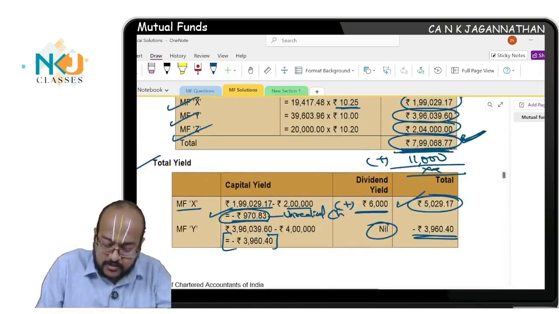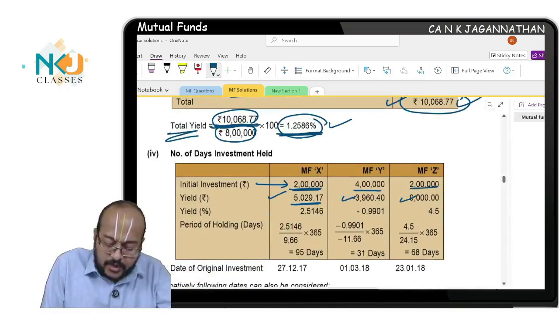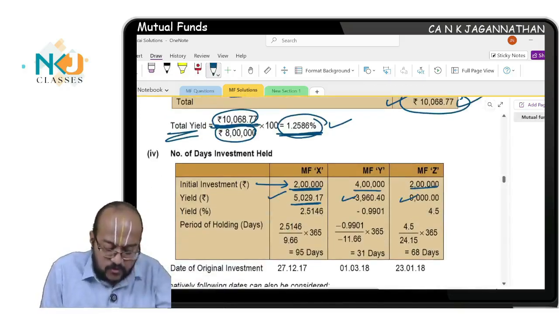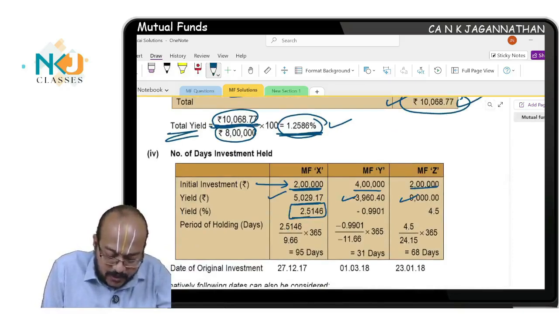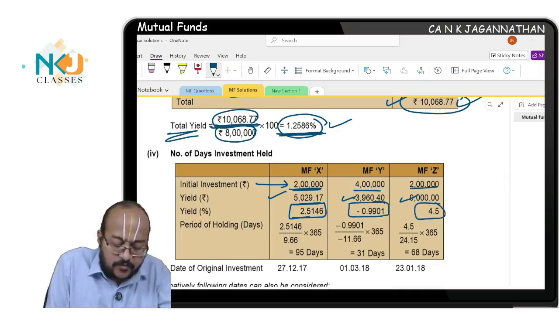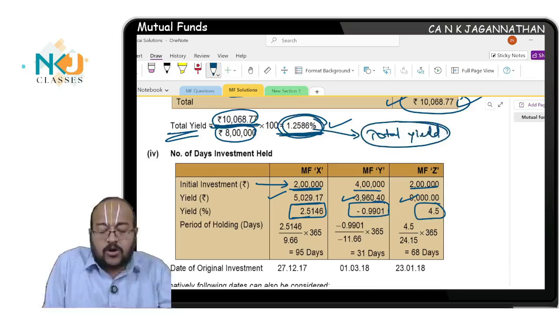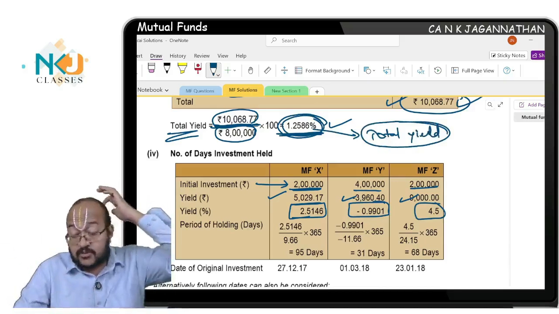Yield is 5,029. I just got the total yield, na. This I will replace. Are you understanding? Okay, so yield I am getting. Yield in percentage terms, if I find out how much it is coming, 2.5146 minus 0.4. See this 1.2, don't get confused. This is total yield. Total yield. Okay, across all the mutual fund schemes.